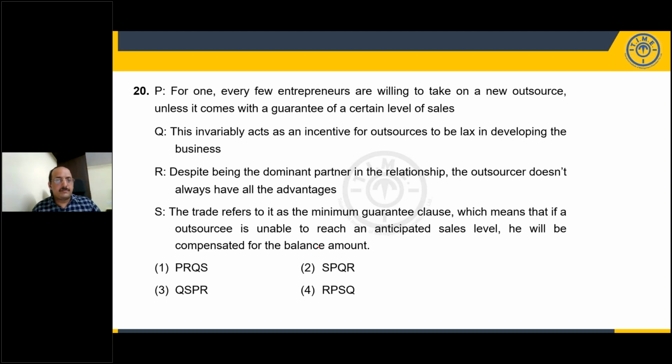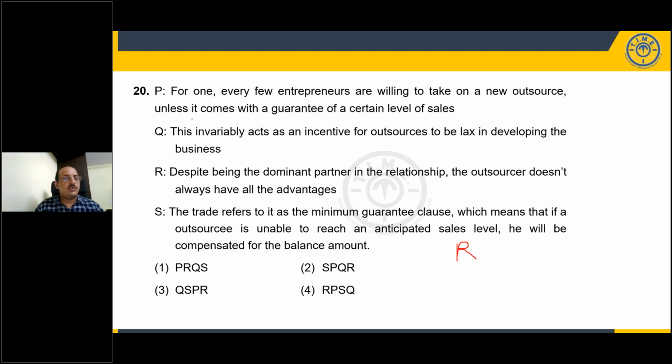Despite being the dominant partner in the relationship, the outsourcer doesn't have all the advantages. The trade refers to it as a minimum guarantee clause, which means that if an outsourcee is not able to reach an anticipated sales level, he'll be compensated for the balance amount. So I'll have to start with line number R. That defines the topic, that despite being the dominant partner, the outsourcer does not have all the advantages.